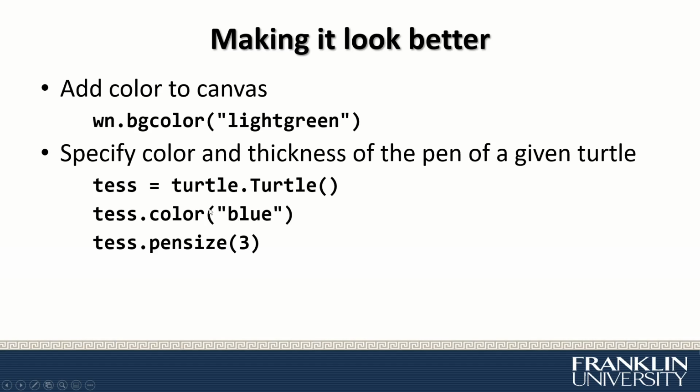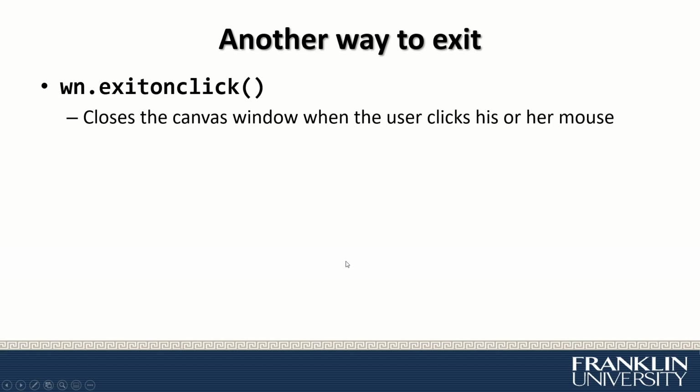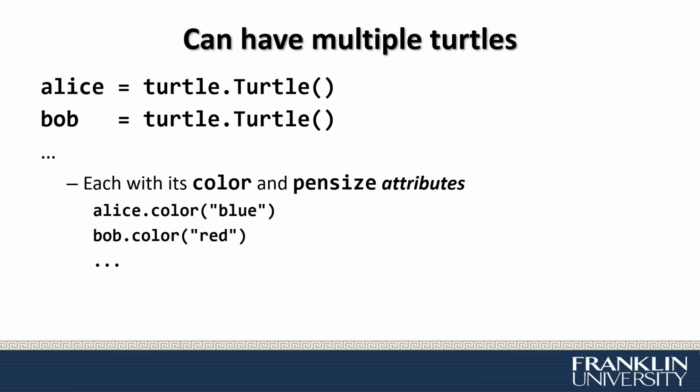You can also change the turtle color to blue, and the turtle pen size to 3, the thickness of the pen. And you can also have something called exitonclick. This will close the canvas window when the user clicks the mouse on the canvas. And you can have multiple turtles by creating different instances of turtle. Each one can have their own color, own pen size, and so on.